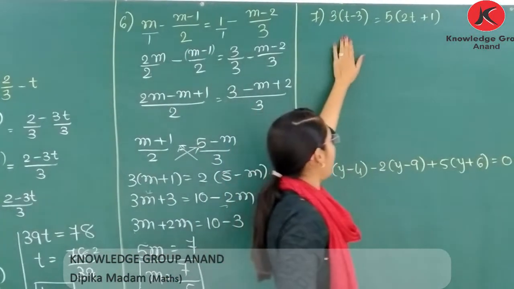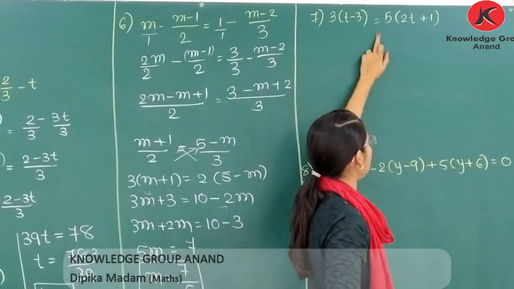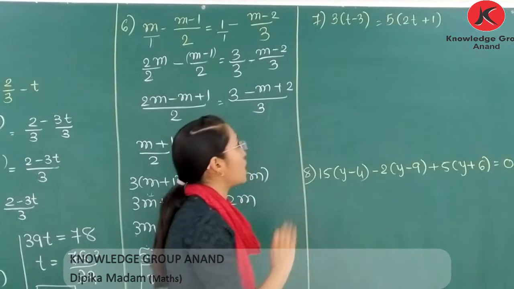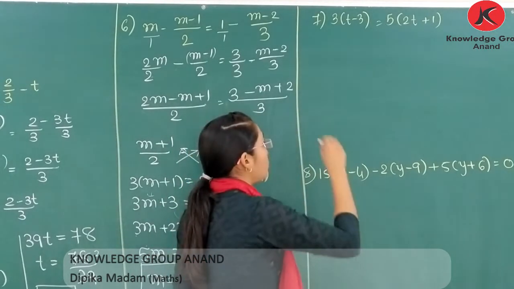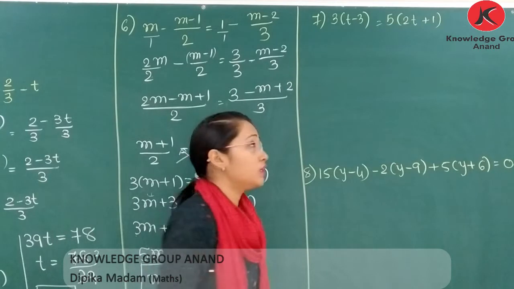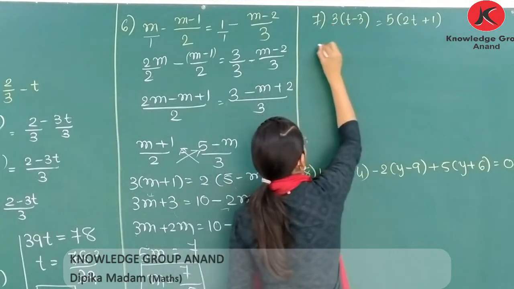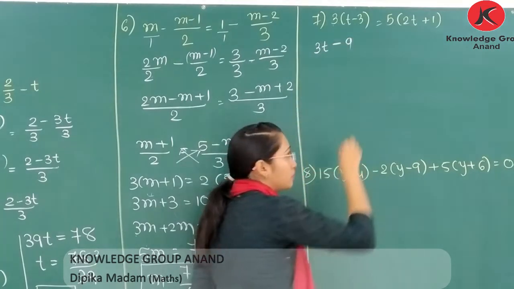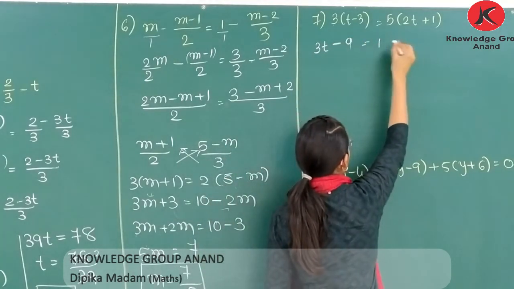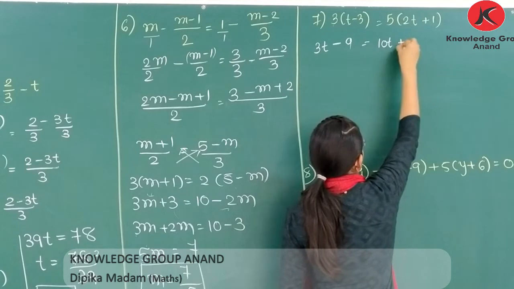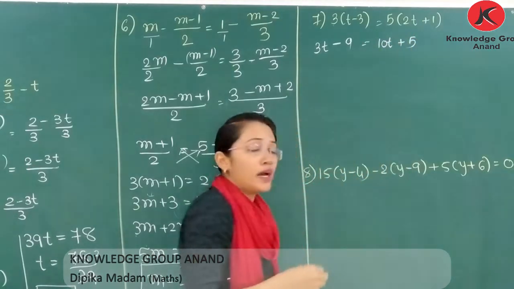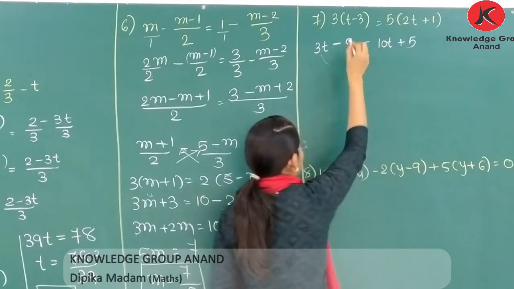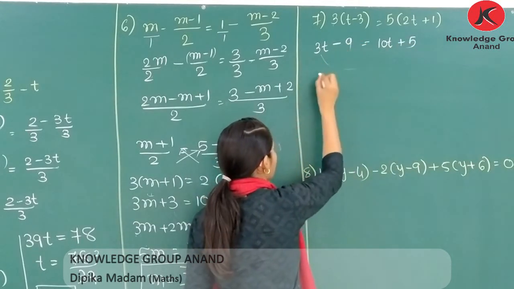Here, 3 into bracket t minus 3 is equal to 5 into bracket 2t plus 1. The simplified term is already given, so you only need to open the bracket. 3 is multiplied with t, 3t, and 3 is multiplied with 3, that is 9. 5 is multiplied with 2t, that is 10t, plus 5. Now combine the like terms. So 3t becomes minus 3 and 5 becomes minus 5 on the left side.